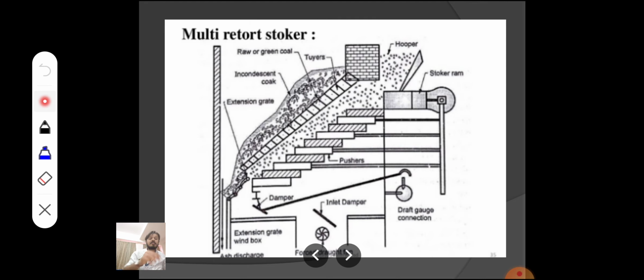Now the second type is the multi-retort system stoker. Here there are different pushers and retorts. This is more than one. It can be kept from 2 to 20, any number we can keep. Then extension grate, coke, raw or green coal. These are the holes, tuyeres, from where air is passed and mixed with the coal. This is the hopper. This is the ash discharge from this side, and this is the wind box for variation.